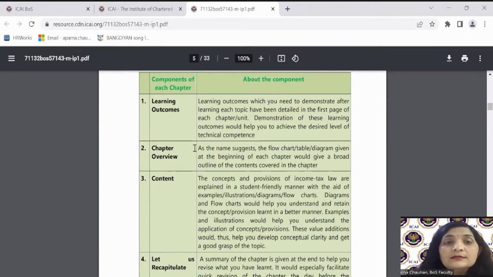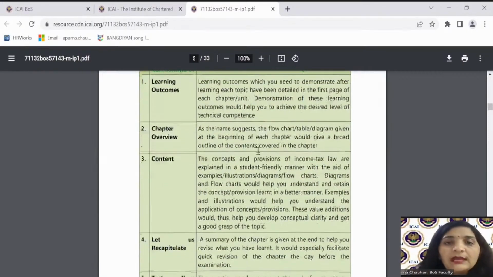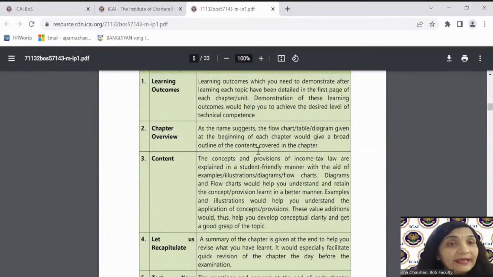In each chapter, the learning outcomes are defined first, telling you what you will learn after reading the particular chapter. Then a chapter overview shows you a flow chart, table or diagram at the beginning of each chapter, to give you a broad outline of the contents covered. Then the contents are also explained with the help of illustrations, diagrams and flow charts. It's a really wonderful study material, which you should do, along with all the examples, all the illustrations, and test your knowledge questions.